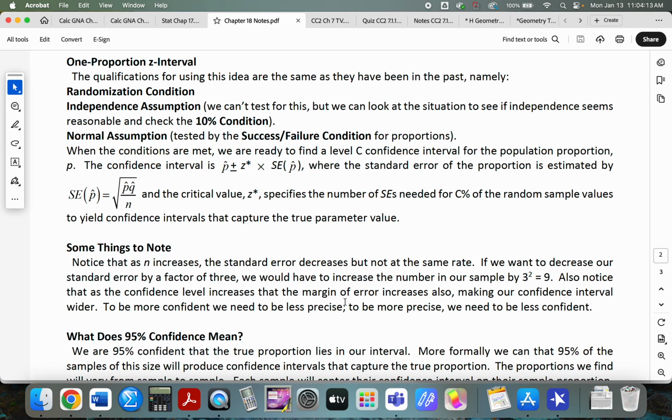Okay, when those conditions are met, we're ready to find a level C confidence interval for the population proportion P. The confidence interval is given by P hat plus or minus Z crit times the standard error of the observed proportion. That's the formula that's on the front. They just give it to you in words instead of giving it to you exactly like that. And the reason why they give it to you in words is because it actually works for like 6 different things. But it's always the same basic idea.